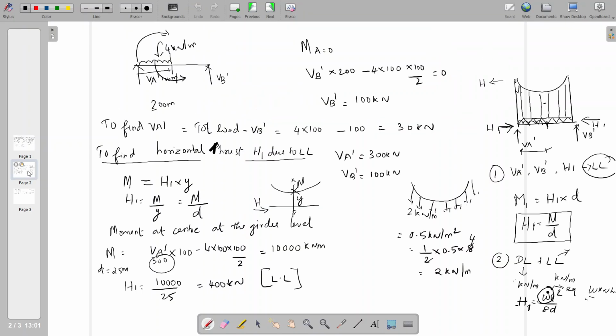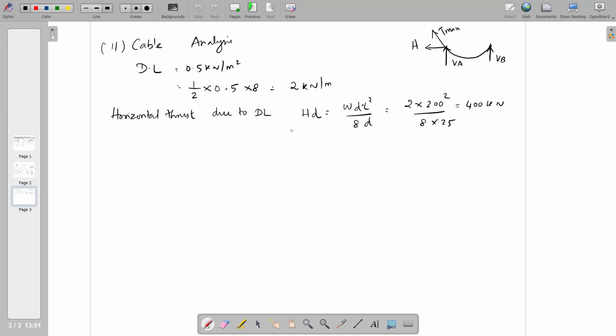In the previous page, we got horizontal thrust due to live load as 400 kilonewton. Here, the horizontal thrust due to dead load is 400 kilonewton. So total horizontal thrust due to dead load plus live load equals 400 plus 400 kilonewton at the cable level, which is 800 kilonewton. So we got H equal to 800 kilonewton.